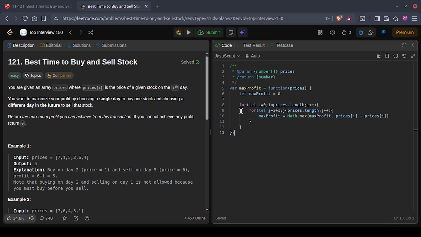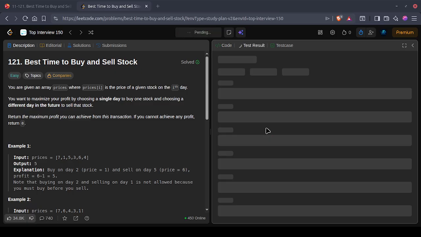So basically we start the for loop, which represents the buying day, this one, and the inner loop represents the selling day, this one, which must come after the buying day. And here we calculate the profit and update the maximum profit, and in the last we have to return the maximum profit. So let's run this.